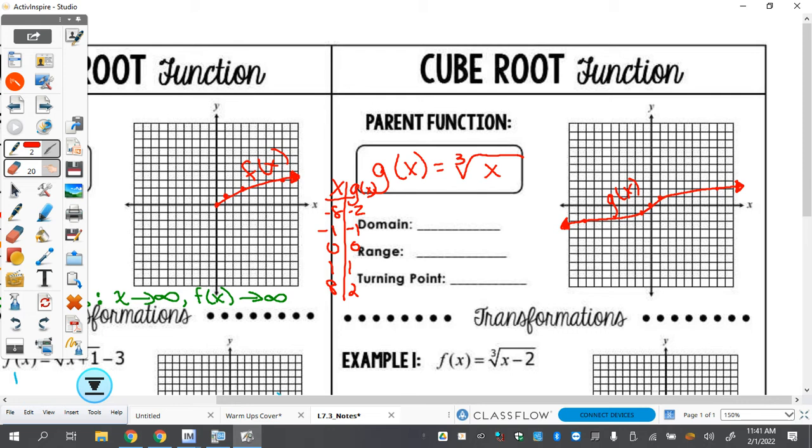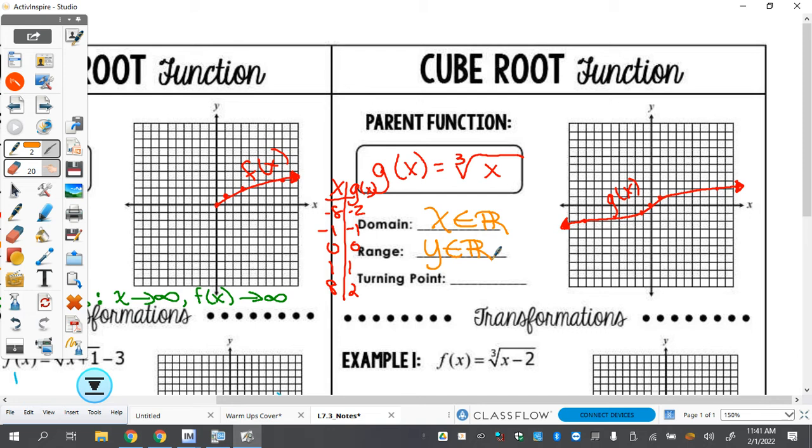So arrows on both ends because that will keep going to the left. It's going to keep going to the right. So what would our domain be this time? Everything, yeah. So x is an element of the reals. It's going to be everything. Range this time is also still going to be everything.